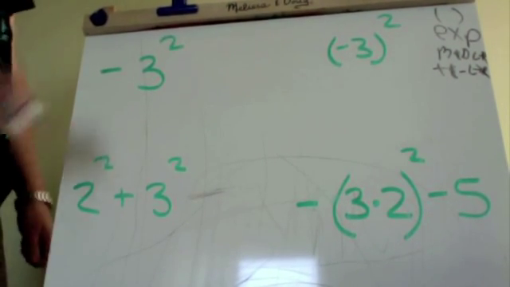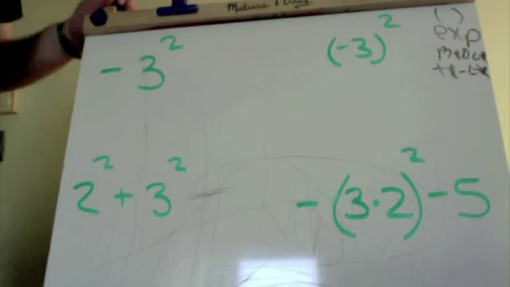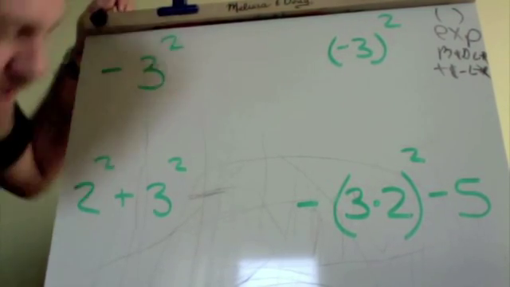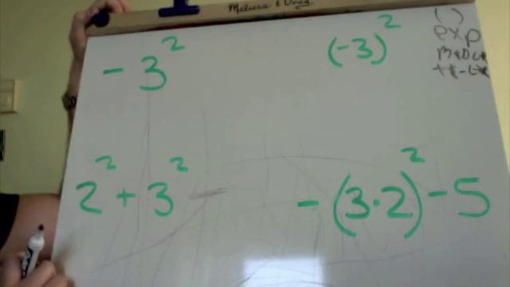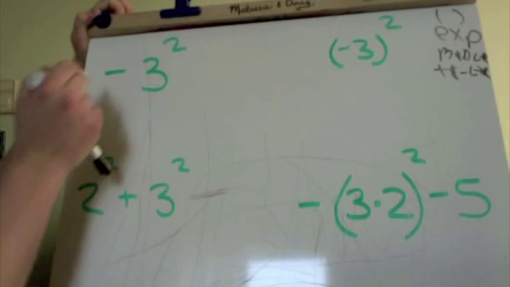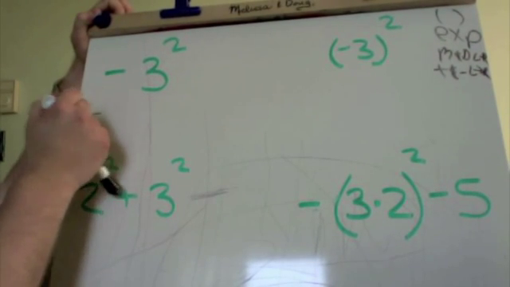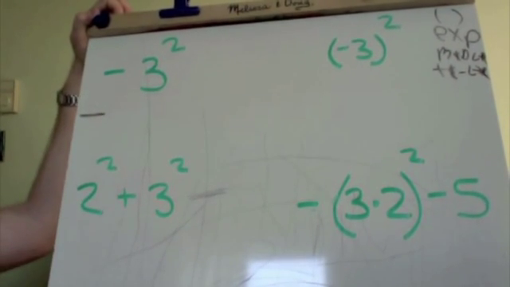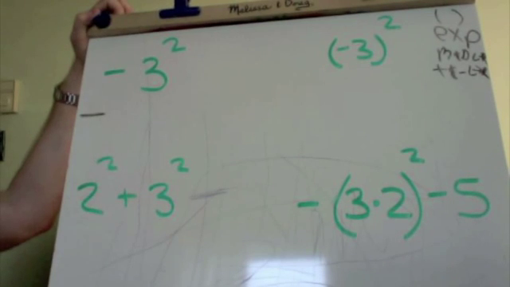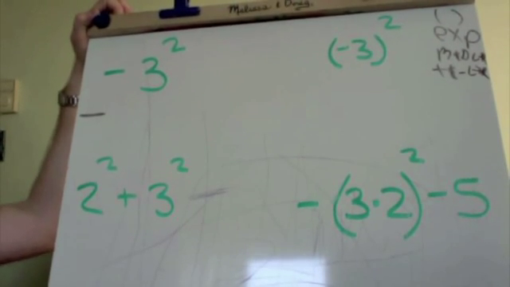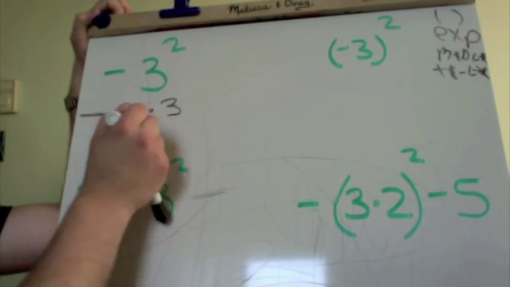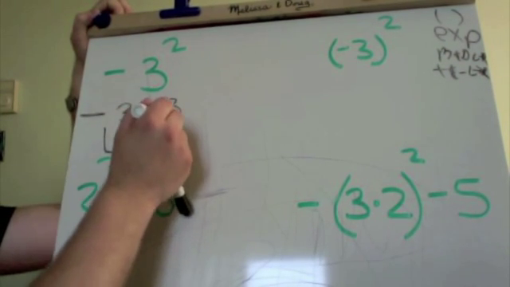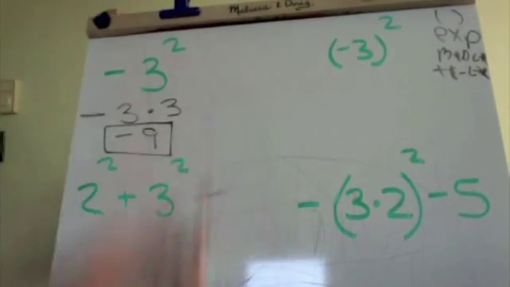Okay, so let's figure out what this here is. Negative 3 squared. Now, you might think, oh, well, that's negative 3 times negative 3, which is 9. Well, that's not the case. This negative here is actually all by itself. It is not attached to that square. So really, this is a negative times 3, which ends up being a negative 9.